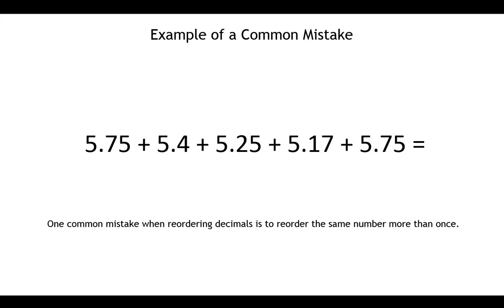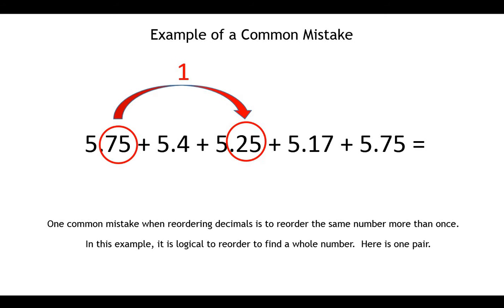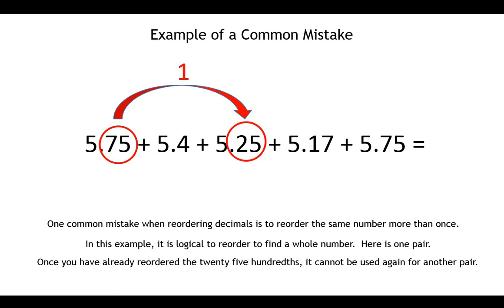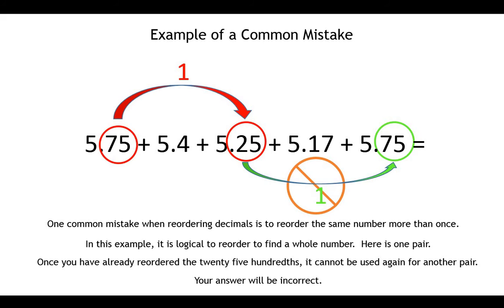Looking at common mistakes, one common mistake when reordering decimals is to reorder the same number more than once. In this example, it is logical to reorder to find a whole number. Here is one pair. Once you have already reordered the 25/100ths, it cannot be used again for another pair. Your answer will be incorrect.